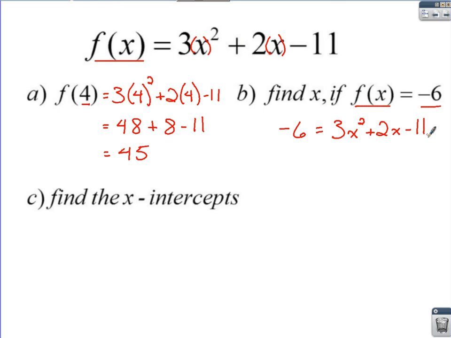Okay, add your 6 over. We do that because if we're going to solve this quadratic, the form needs to be equal to 0. So I have 3x squared plus 2x, and adding 6 over, I get minus 5 here. So now we consider the techniques that we have to solve a quadratic like this. Factoring is usually the first option. If that doesn't work, remember we fall back on the quadratic formula. So let's try to factor it.